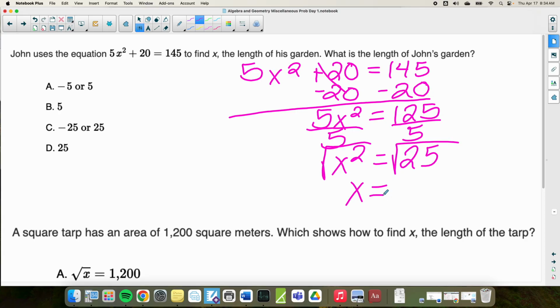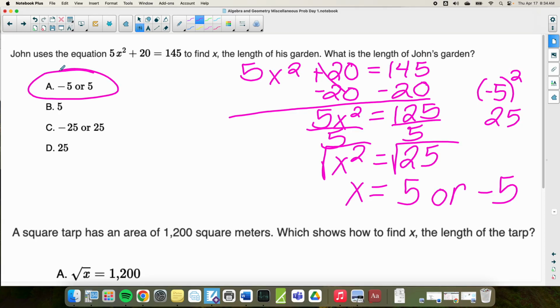A lot of you might think it's just 5, but when you take the square root of a number, it's plus or minus that. So it would be 5 or a negative 5. The reason is, if you square 5, you get 25. If you square a negative 5, you get a positive 25. So it's 5 or a negative 5. Okay?